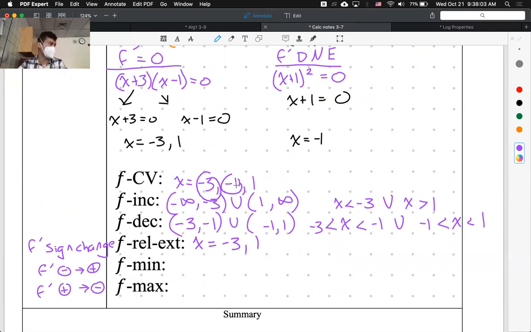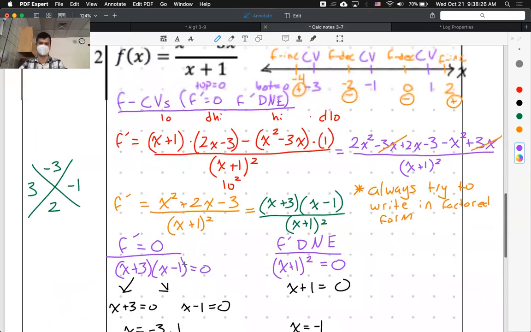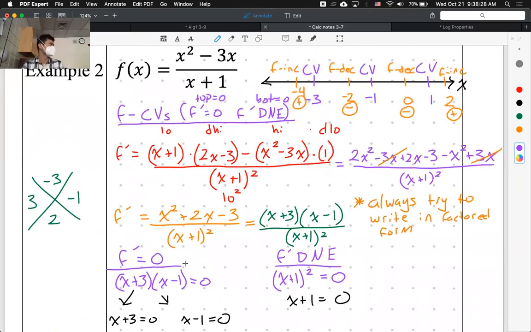Negative 1 was not a CV. And then negative 1 was not a relative extrema, and 1 was a relative extrema. So if I had to circle the ones that were relative extrema, it's 2 of the 3, not every single one of them. Okay, so that means, Chris, that you have either negative 3 or 1 as a possible value for a minimum. Chris, tell me, where is there a minimum on our graph? It's either negative 3 or 1 or neither or both.